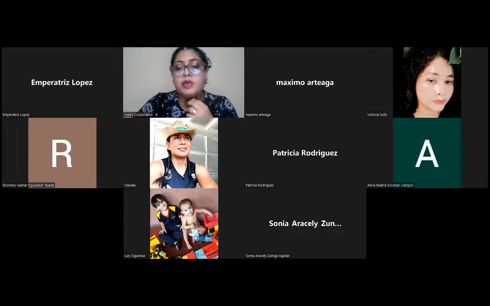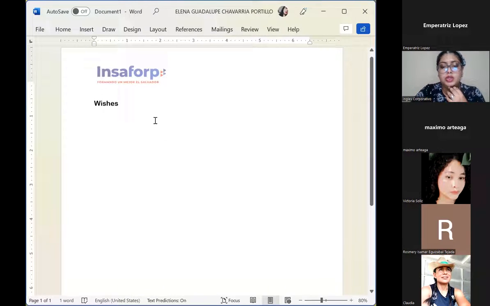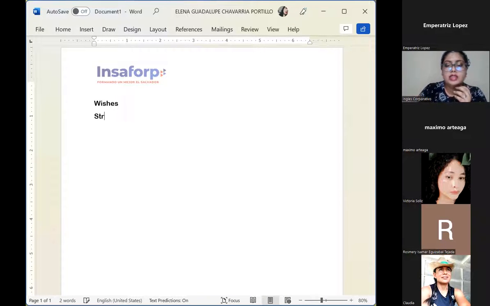So we are going to begin with the explanation, and we are going to have the document on the screen, and begin with the first part, where I'm going to have the structures that we are going to use. And why do we have this structure? Because we are going to need it for the sentences that we are going to create. This is just a review of structures.